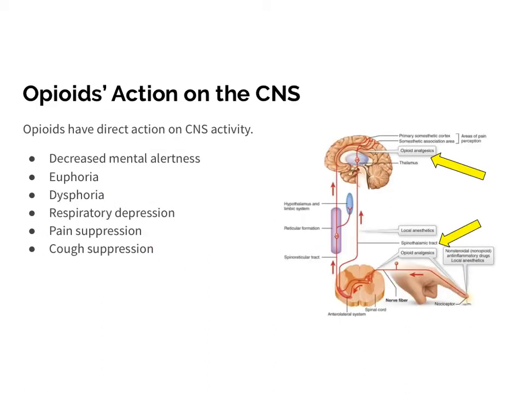We take advantage of opioids' action on the CNS to reduce pain and to suppress cough, but that action on the CNS also has some downsides in the form of decreased mental alertness, feelings of euphoria or dysphoria, and the most dangerous side effect, respiratory depression.